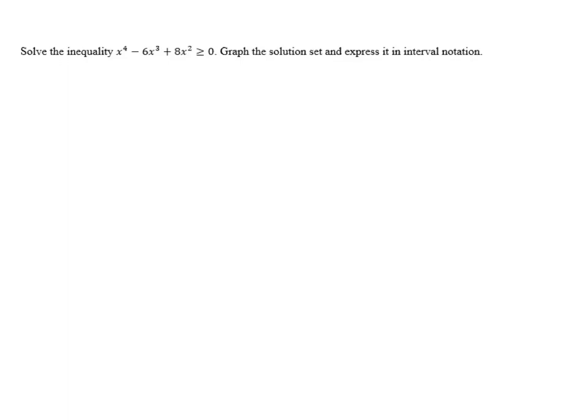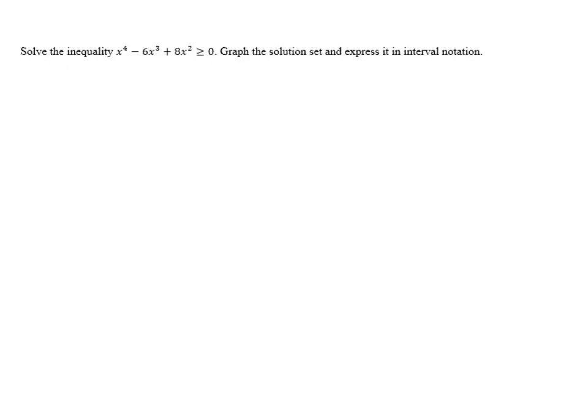Solve the inequality x to the fourth minus 6x cubed plus 8x squared is greater than or equal to 0. Graph the solution set and express it in interval notation. This one is more complicated because it is a fourth degree polynomial. However, we have the tools to solve it, and I want to go through this so you can see how a slightly more complicated example will work.